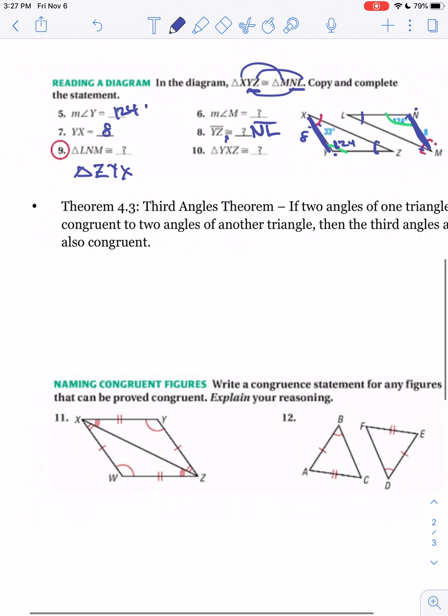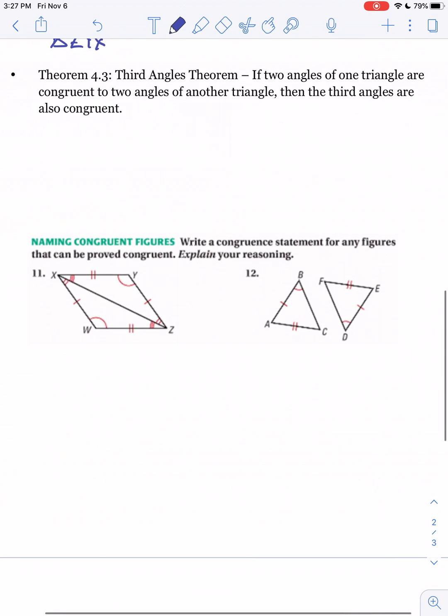All right. Another theorem I want to talk about is called the third angle congruence theorem. It says if two angles of one triangle are congruent to two angles of another triangle, then we can assume their third angles are also congruent.